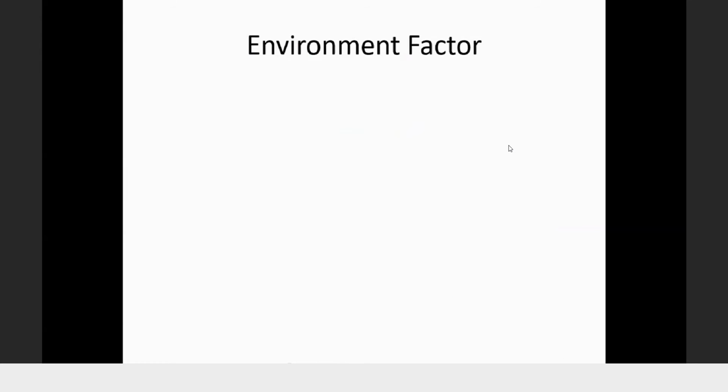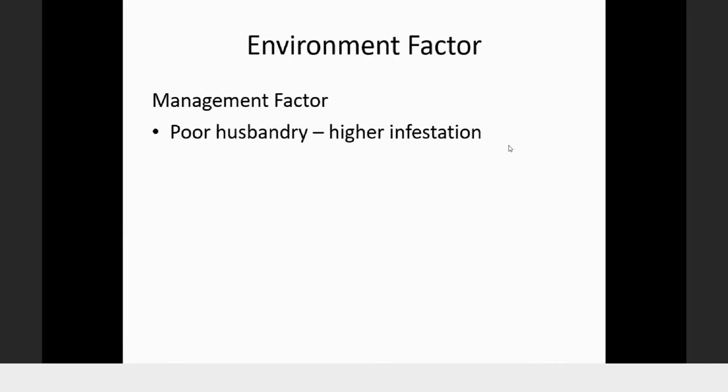Okay, let's look at environment factors. So environment consists of the management factor as well as the climate factor. For management factors, there are various factors that can affect tick infestation in an area. One of them is poor husbandry, which may lead to higher infestation. Then there's also the presence of bushes in the farm, which is the hideout place for the larvae and nymphs, ready to infect the animal.